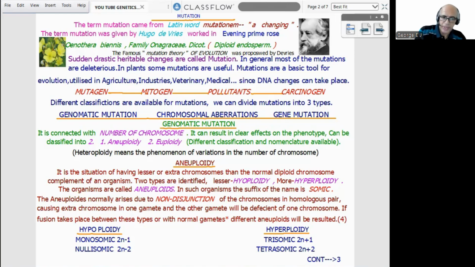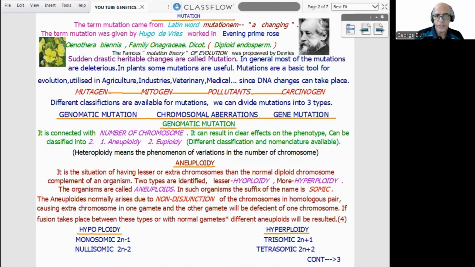It is a situation of having lesser or extra chromosomes than the normal diploid chromosome complement of the organism. Two types are identified under aneuploidy. Lesser means hypoploidy. More means hyperploidy. Hyper means always more. Hypo means always less. Organisms having any of these are called aneuploids.